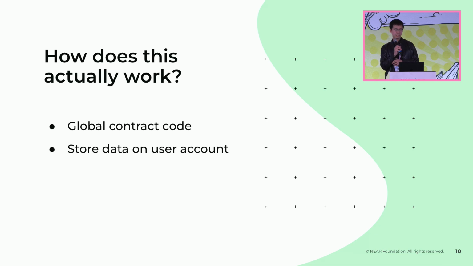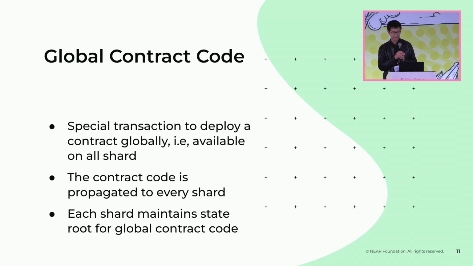Okay, that sounds cool, but how does it actually work? There are two main technical components of the sharded smart contract design. One is what we call global contract code, and two is the ability to store data under user accounts rather than the smart contract account. So what does global contract code actually mean?